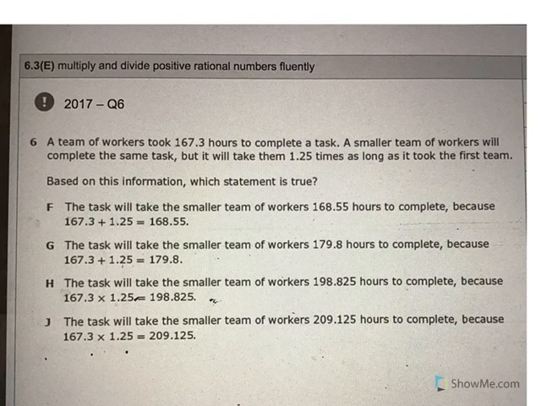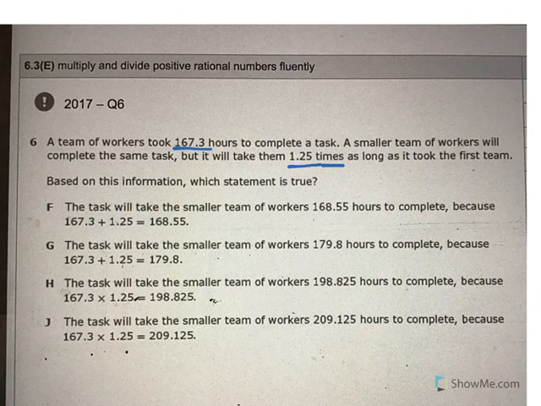A team of workers took 167.3 hours to complete a task. A smaller team of workers will complete the same task, but it will take them 1.25, 1 and 2/500 times as long as it took the first team. Based on the information, which statement is true? So let's look at what we did. We have a big team, took them that long to complete it. Now we have a small team. It took them 1.25 times as long. So times, I know I'm multiplying.